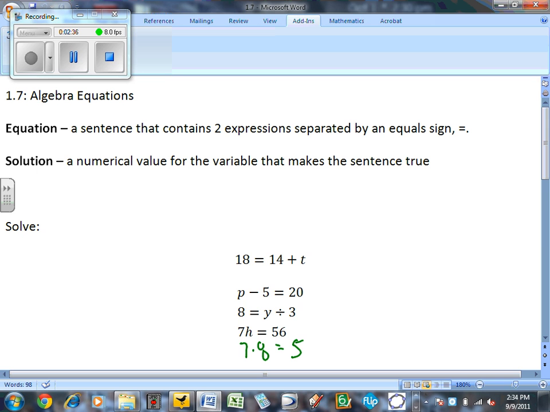Notice how I've been doing the opposite of the signs here. We could have subtracted 18 minus 14 and gotten 4. That was our solution there. Here we could have added 20 and 5 and gotten 25. Here we could have multiplied 8 and 3 and got 24. Here we divided, that's the opposite of multiplication, and we got the solution as well. So in that last one, sorry, we would say h equals 8.